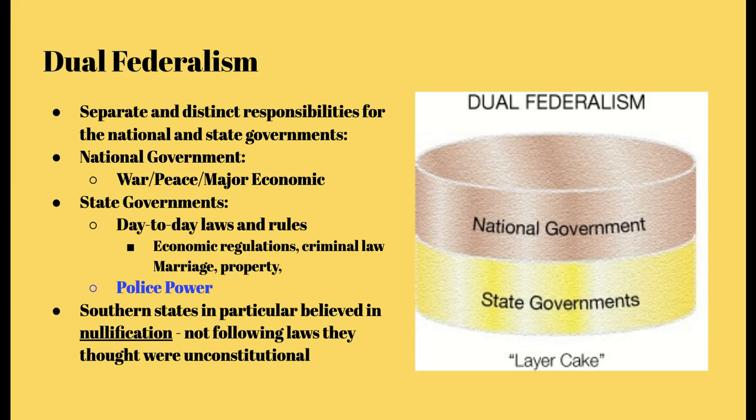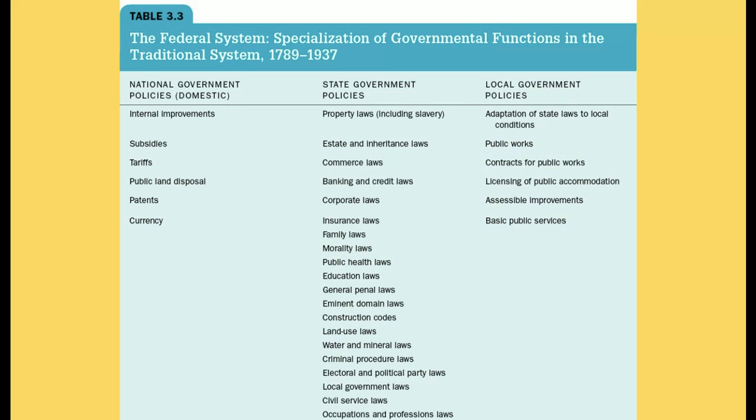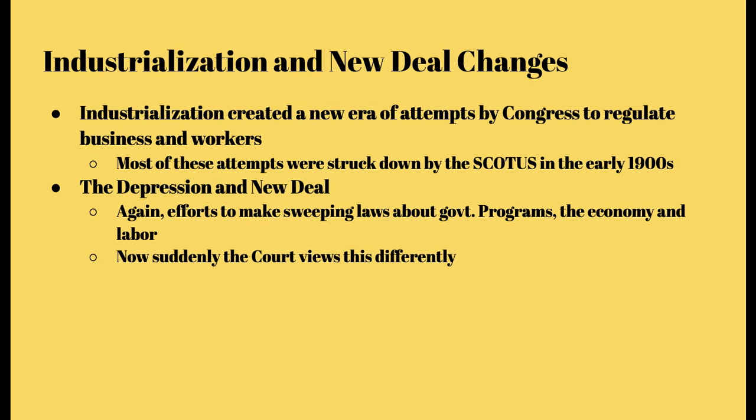The commitment to dual federalism was so strong that southern states in particular believed they had a right to nullify or to simply not obey laws that they believed were in violation of the Constitution. And so you can see this chart here of things that were in that era of dual federalism, things that were national government powers, things that were responsibilities of the state and local governments.